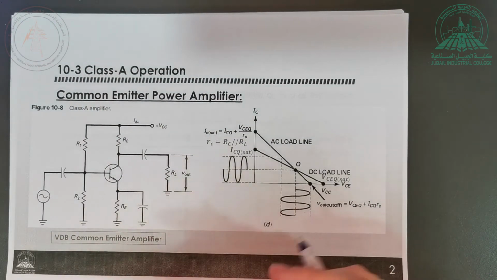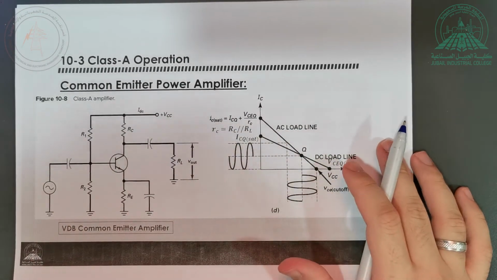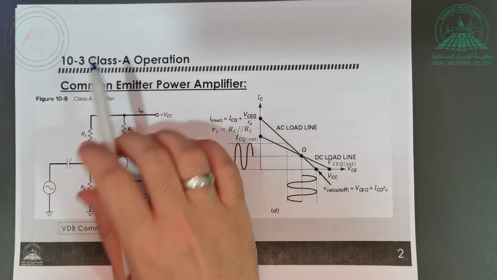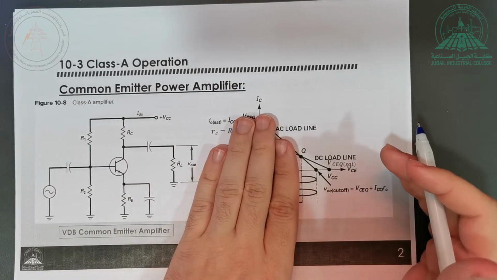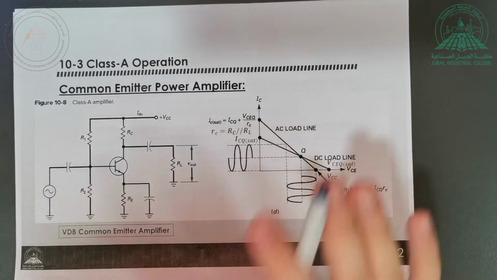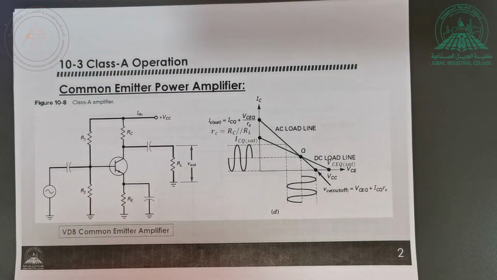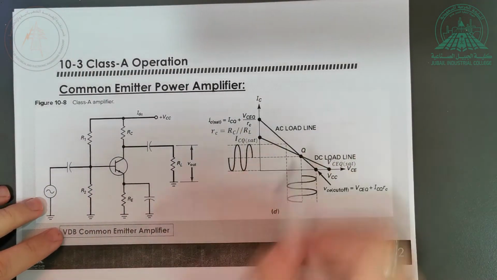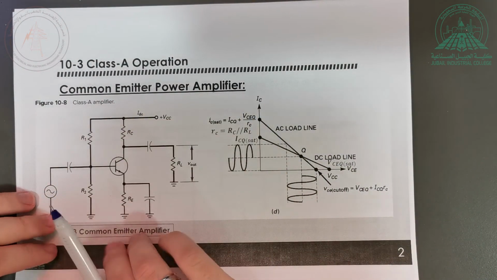Now there are different classes of operation, but we are interested in something called class A operation. What does it mean? All the signal without clipping is passed. Sometimes we choose to clip the negative, sometimes the positive, but usually the most common case is we want everything to pass. Okay? And you said the best way is to make the Q point in the middle of the AC load line, of course. So I'll talk about class A operation.